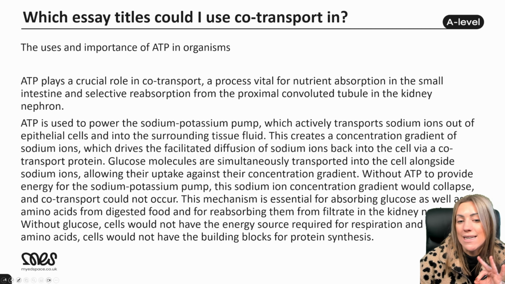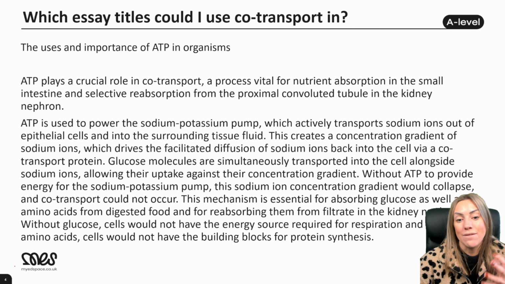And then I'm going to go ahead and talk more about why this is so important as a mechanism. This mechanism is essential for absorbing glucose as well as amino acids from digested food in the ileum, and it's essential for reabsorbing them from the filtrate in the kidney nephrons, which takes place in the proximal convoluted tubule. Remember, that's called selective reabsorption. Without glucose, cells would not have the energy source required for respiration, and without amino acids, cells would not have the building blocks they need for protein synthesis.